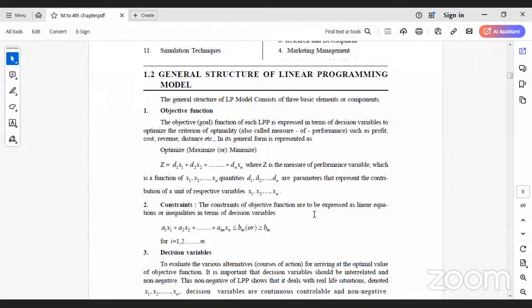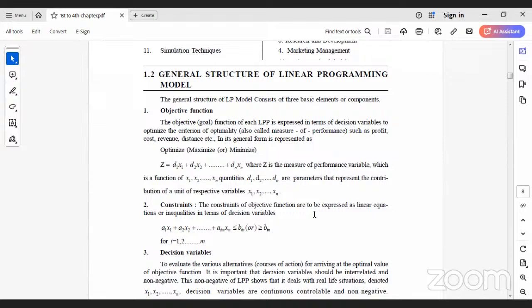So we are taking that, called small d1 x1 plus small d2 x2 plus small d3 x3 and so on dn xn, where z is the measure of performance variable, which is a function of x1, x2, x3 and so on xn quantities. d1, d2, d3, dn are parameters that represent the contribution of a unit of the representative variables x1, x2, x3 and so on xn.